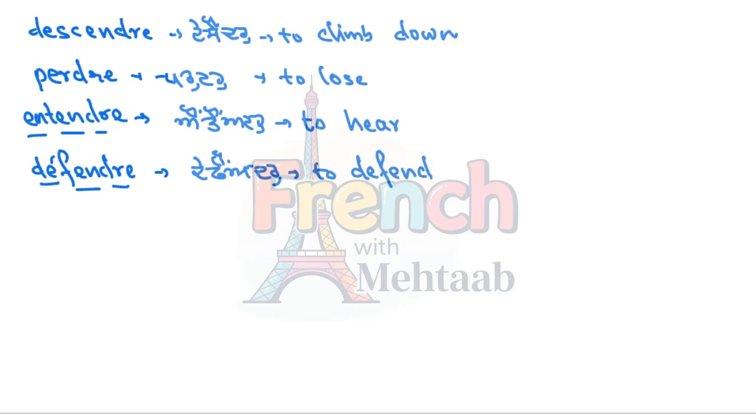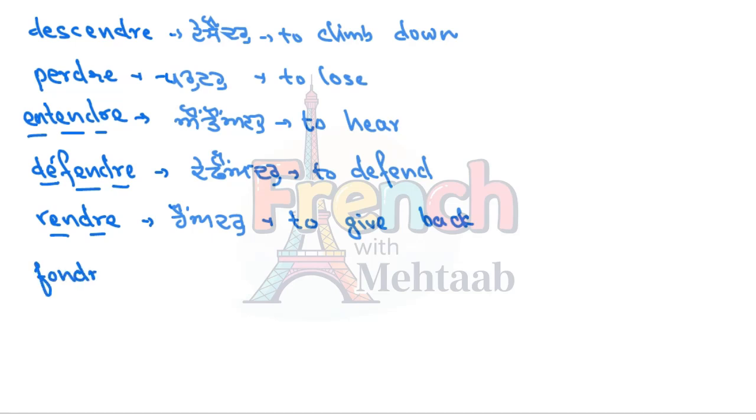To defend. You can also take the verb rendre. R-E-N is ren, then dre. Rendre. Pardon, it's rendre. Rendre means to give back. To give back. After that, you can take the verb fondre. It's fond. Fondre. This is fond, this is dre. Fondre means to melt.